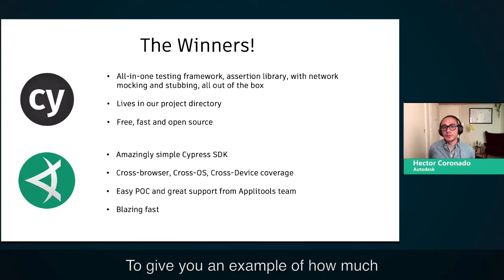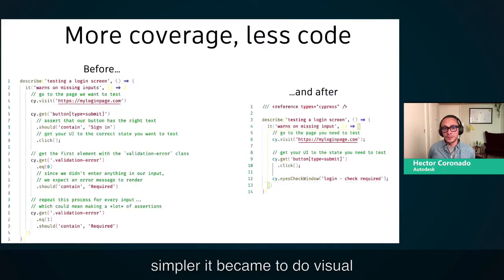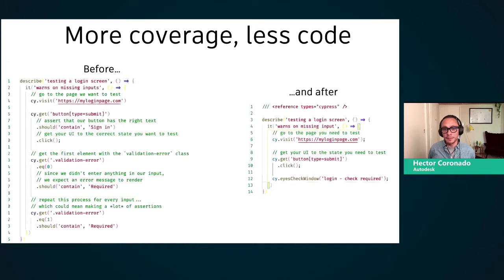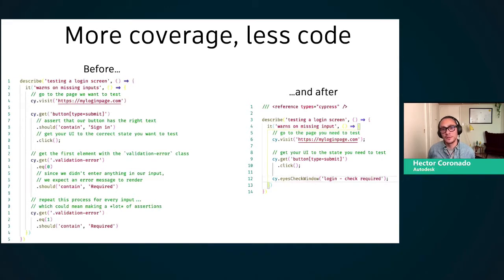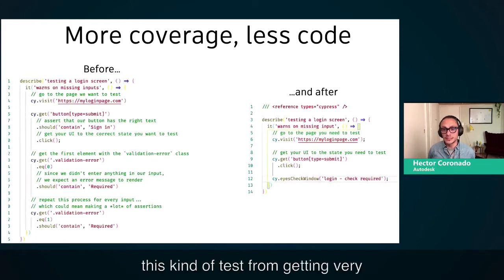And to give you an example of how much simpler it became to do visual validations in our UI, a lot of our tests went from looking like what's on the left side of your screen to looking like what's on the right side of the screen. As you can see, the test on the left has to be super explicit about what it is you want to validate. It'd be really difficult to prevent this kind of test from getting very bloated and hard to maintain over time if your UI grows in complexity.